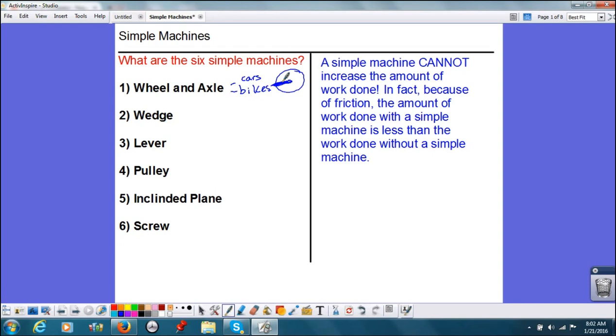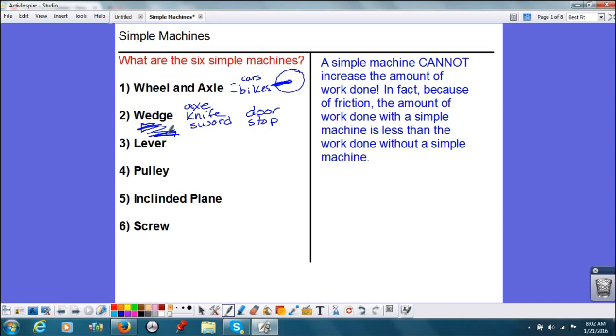Then we also have a wedge. You've seen these before in everyday life. An axe would be a wedge, a knife would be a wedge, a sword would be a wedge, a doorstop would be a wedge. All of these are shaped kind of angled in, at least on one side, and wedges are used to split things and to redirect force.